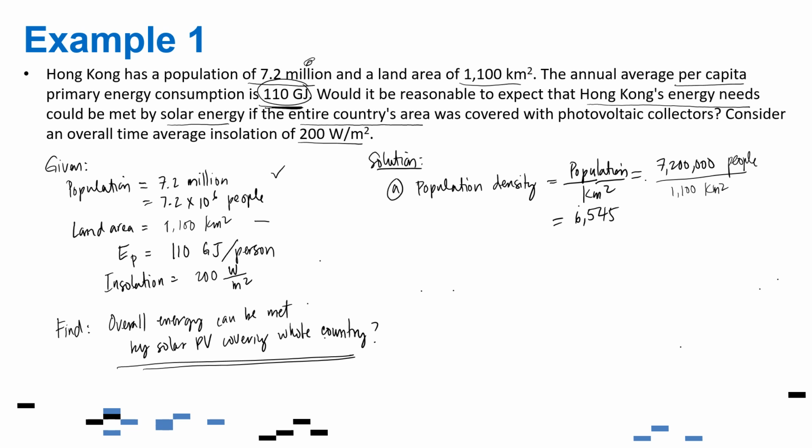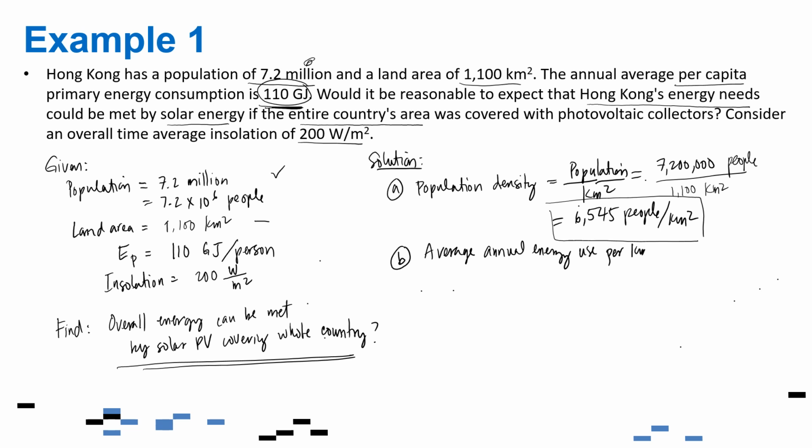6,545 people per square kilometer. So that's the population density of Hong Kong. That's quite highly dense, one of the most densely populated cities or countries in the world. So the next step would be to see how much is the average annual energy use per square kilometer.